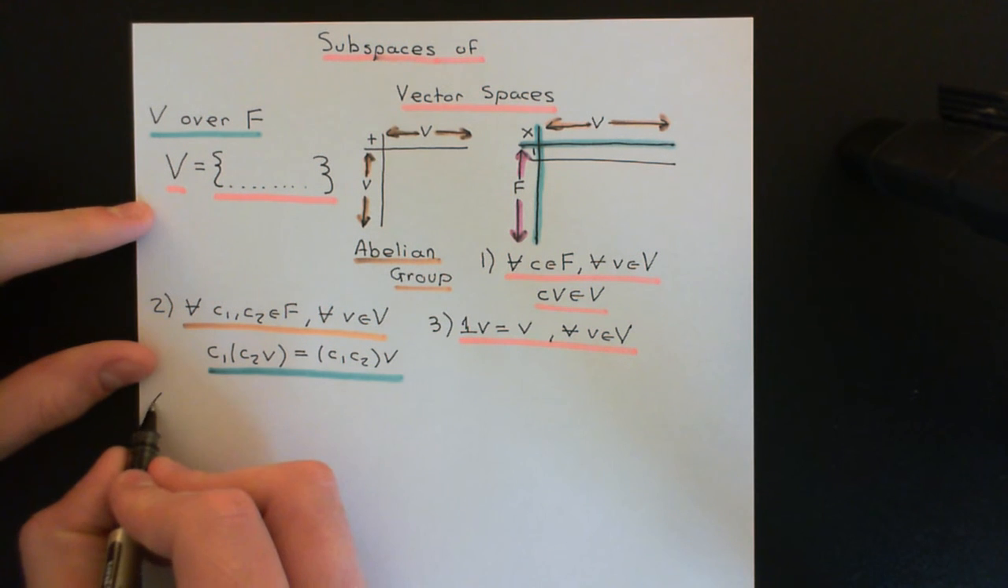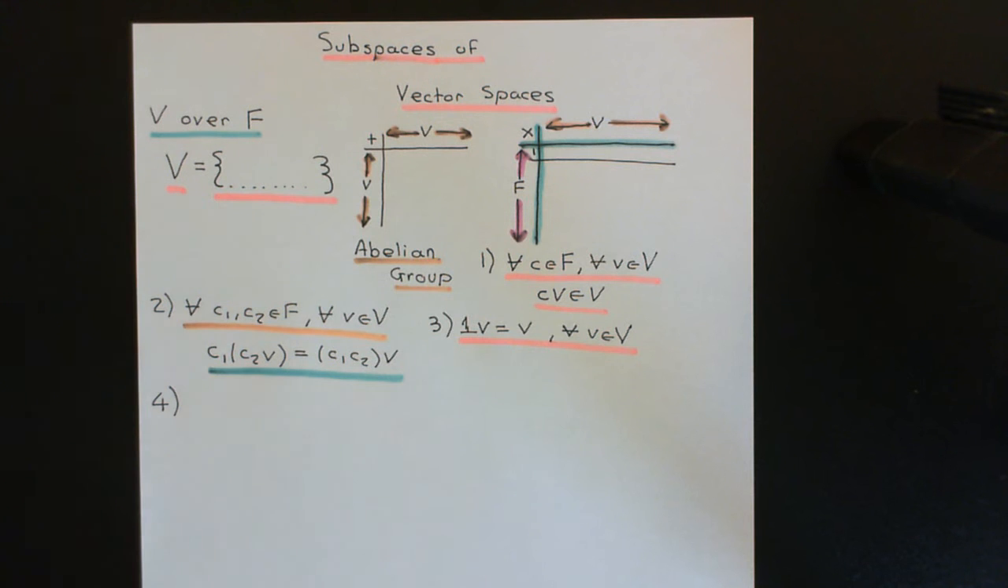And then finally, axiom number 4. Axiom number 4 can be divided into two parts. These are the two distributive laws that scalar multiplication must obey.